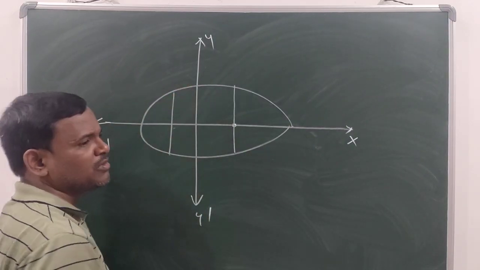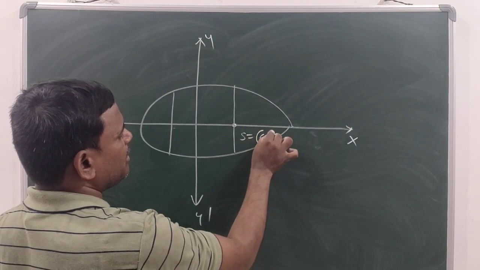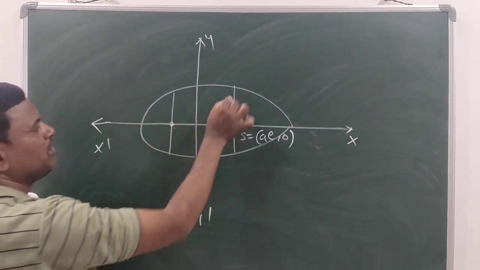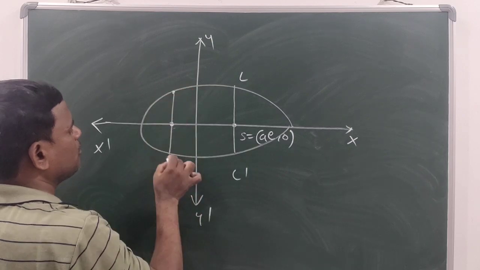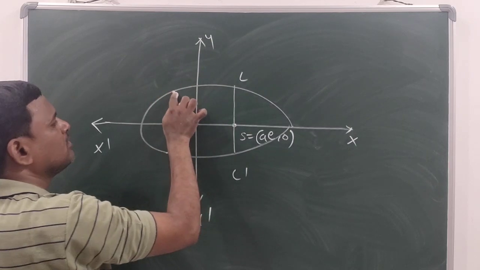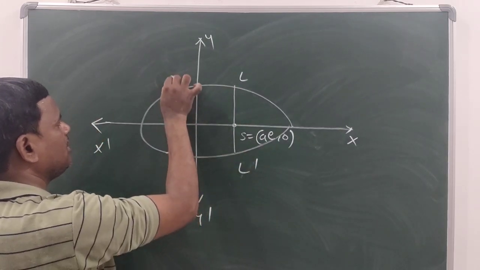Here also, the double ordinate which passes through the focus is known as the latus rectum. You know the ellipse has two foci, hence here also you will get two latus rectums. One is LL dash, and you can take one more as NN dash.